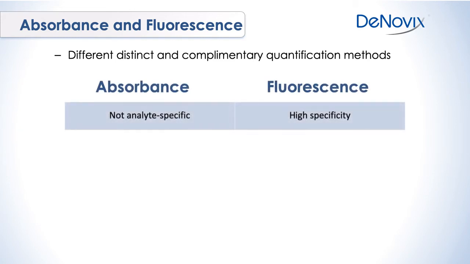So when we compare the two, we've seen that absorbance is not analyte specific, whereas fluorescence has a very high degree of sensitivity, specificity, I'm sorry. So that highly specific nature of the kits means that we get accurate results for our analyte of interest only.